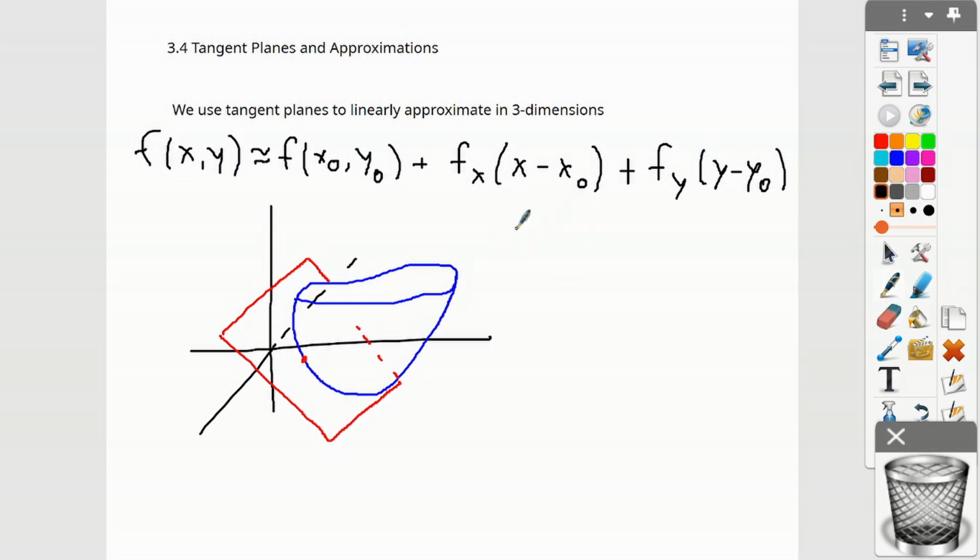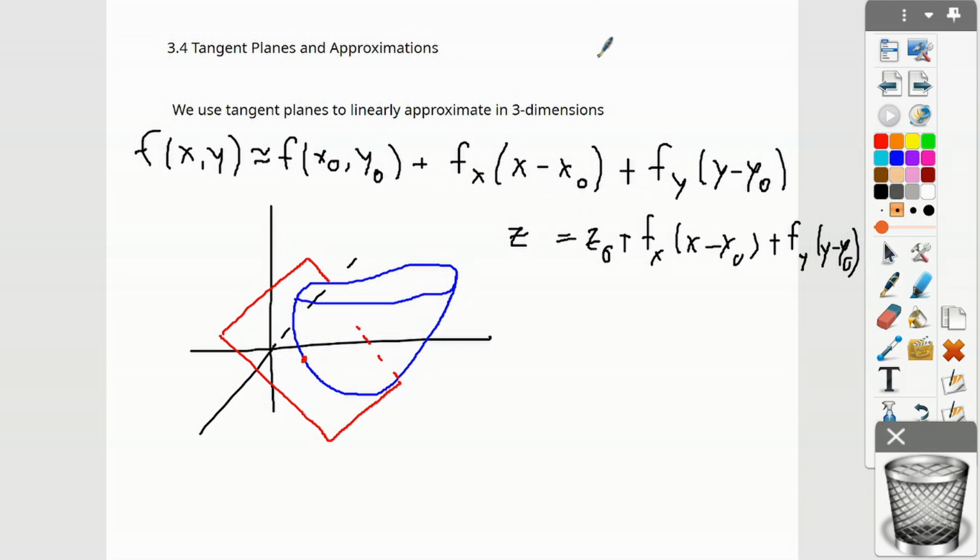Also, you could rewrite this as z equals z0 plus f_x (x minus x0) plus f_y (y minus y0). That works as well, right? They all work. These two formulas work.